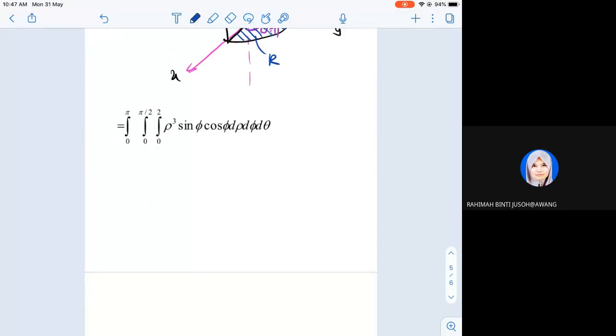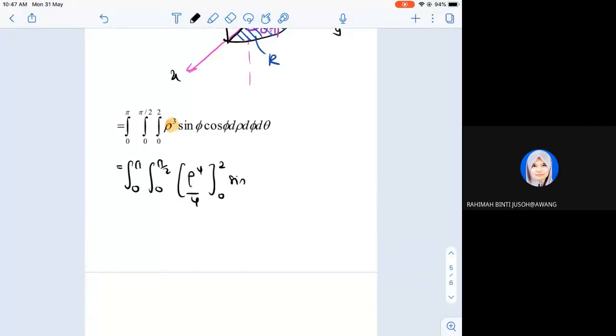Okay, integrate ni macam biasa guys, as usual. We just proceed 0 to pi, 0 until pi over 2. Okay, right now sin phi and cos phi are just constant, so we just integrate with respect to rho first. So this is your rho. Alright, so we have rho to the power of 4 over 4. Okay, that's the first step. Integrate with respect to rho first. Okay. So rho to the power of 4 over 4, substitute rho from 0 until 2.